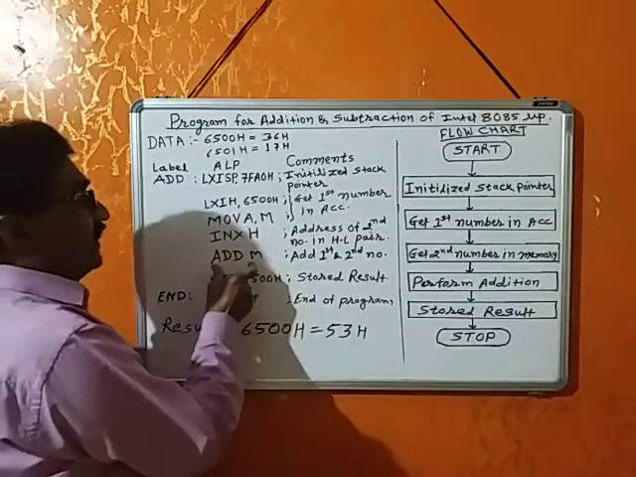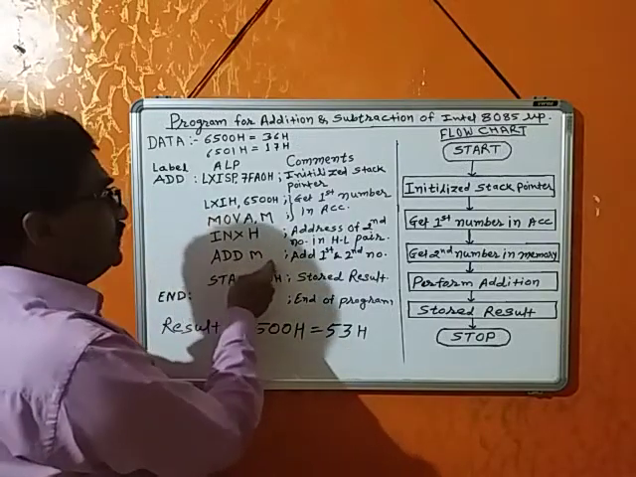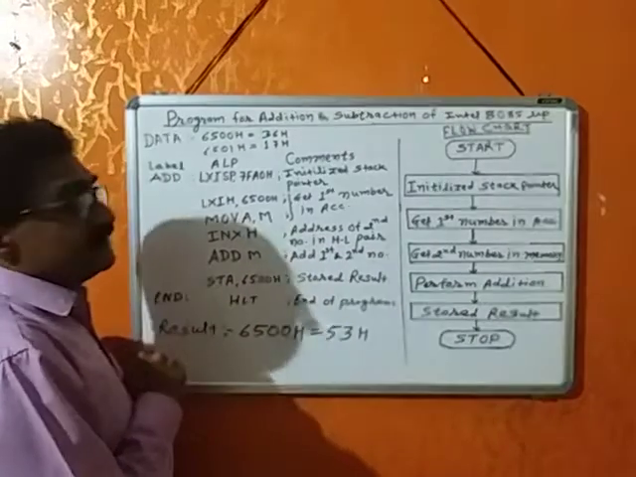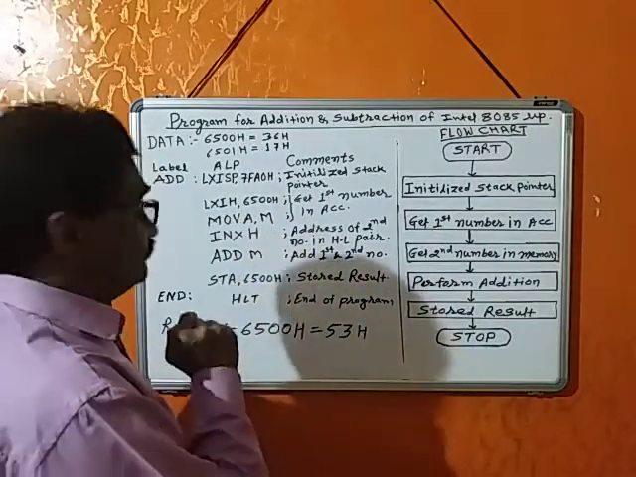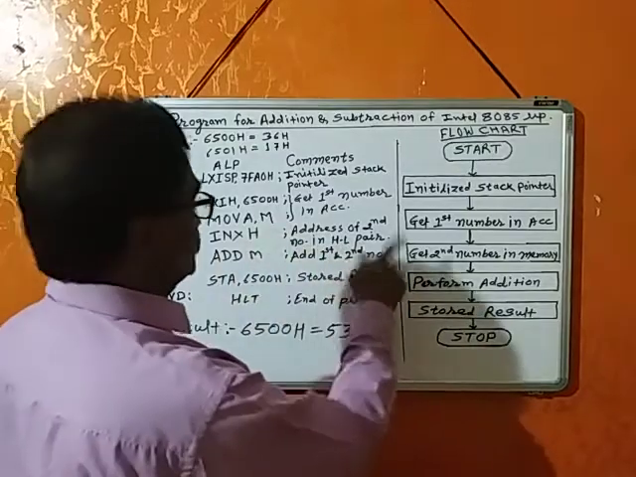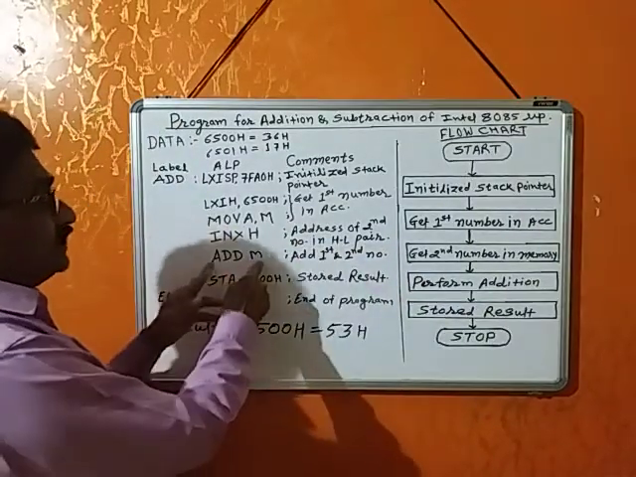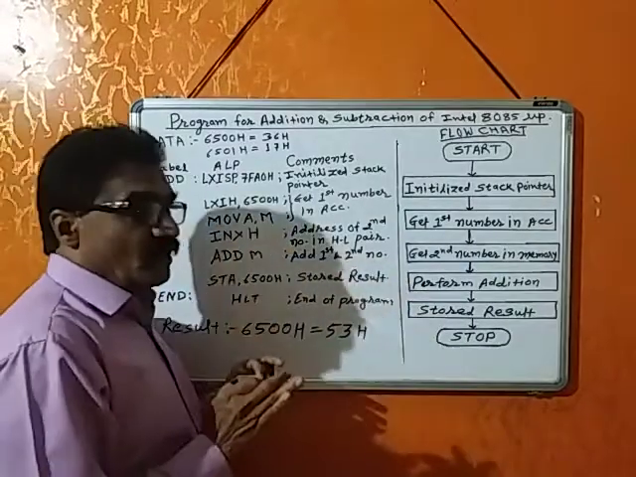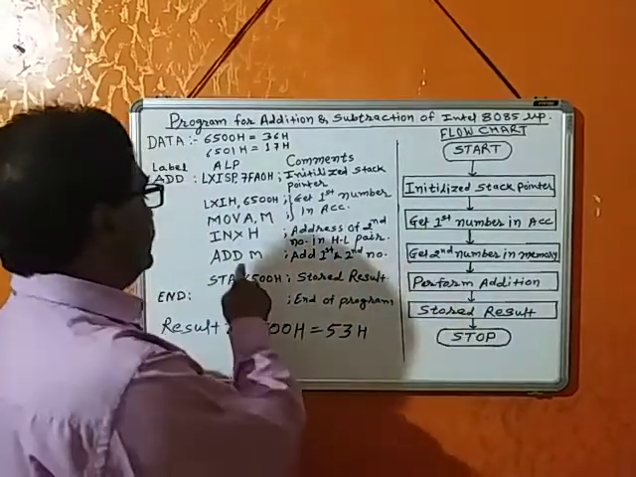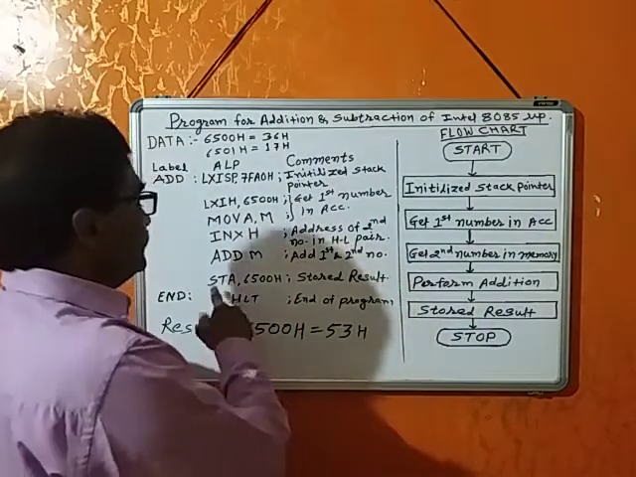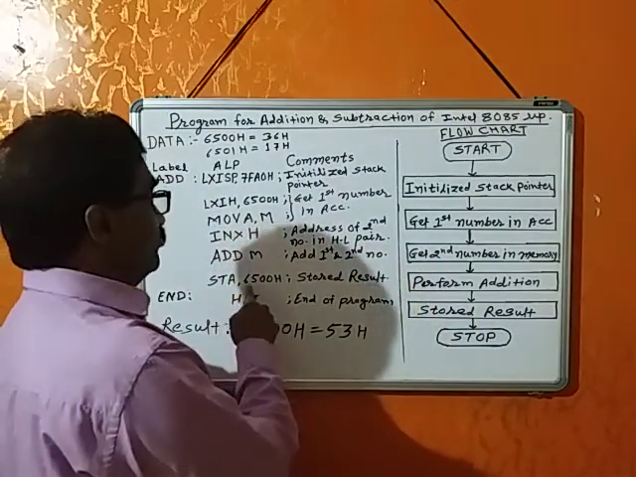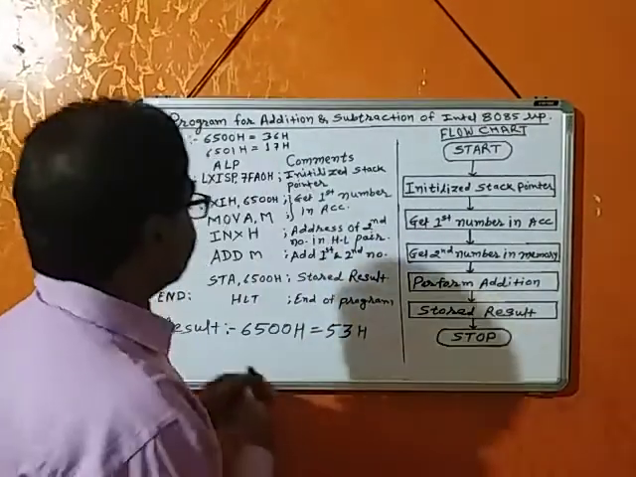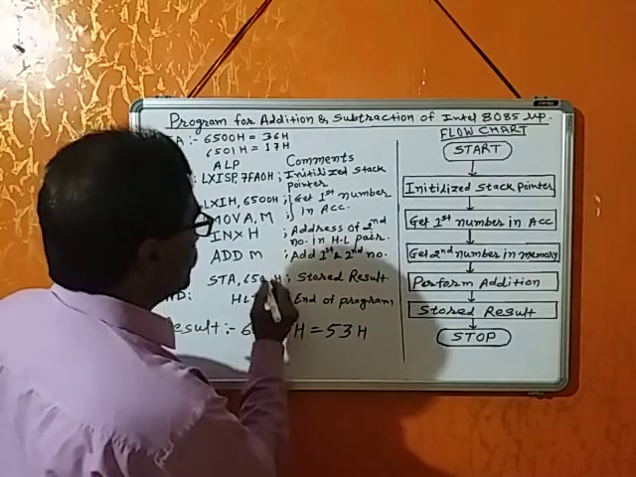Means after executing this instruction, the content of the memory location is added into the accumulator and the result resides in the accumulator, that is, the addition of the first number and the second number. Means after the ADD M instruction, the result of the addition, that is the sum, is available in the accumulator. Then this sum is stored in the memory location 6502H.